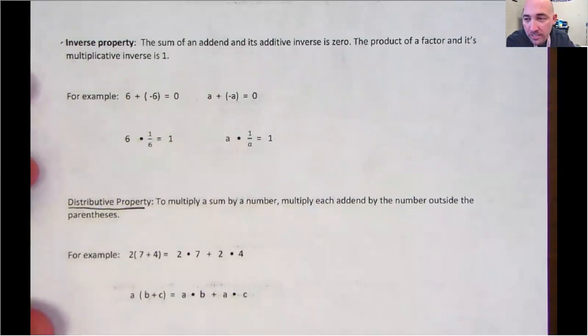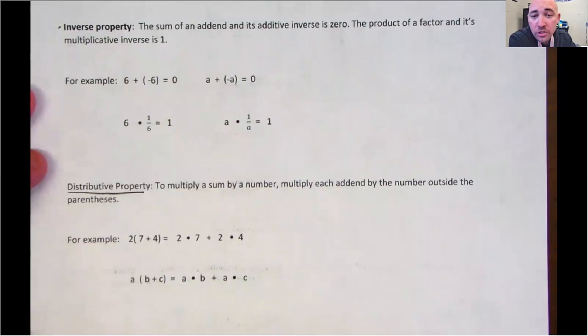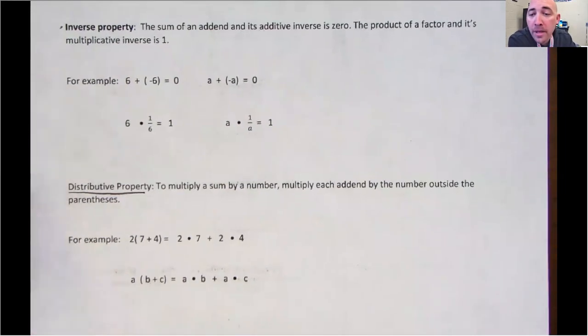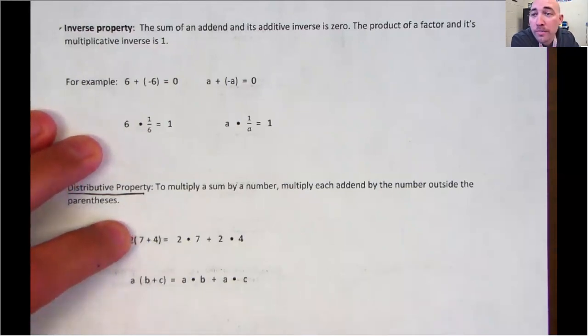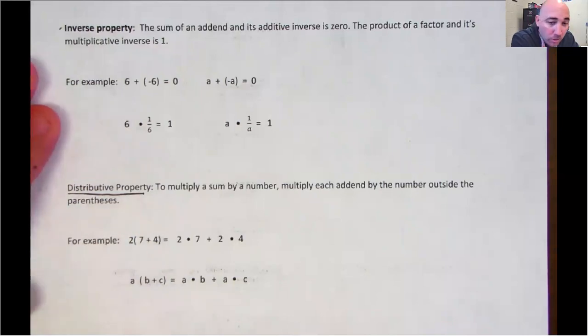The distributive property is the last one. This is the most important. The distributive property is to multiply a sum by a number, multiply each addend by the number outside the parentheses. Now, guys, I know we just got done doing order of ops where you add inside the parentheses. Well, we're going to change it up just a little bit because we're about to go into algebra.